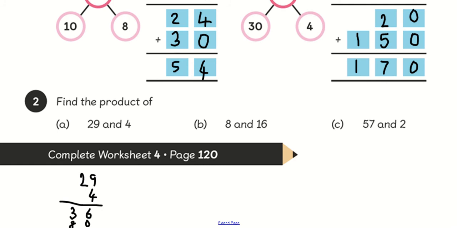Okay, I've run out of room here on my page, but I'm going to add it up anyway. 6 add nothing is 6. I'll do it over here. 3 add 8. I know that that is 11. So my answer to this one is 116.